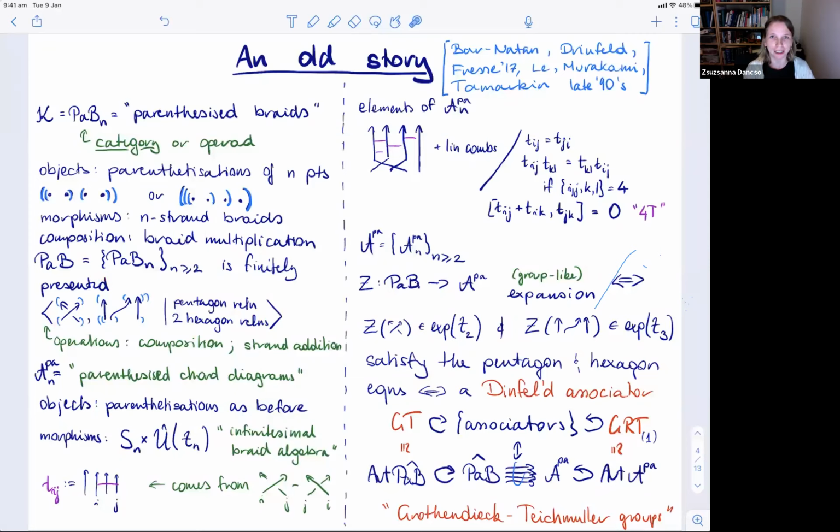So the pentagon relation just involves all the reparenthesizations, like this pentagon of reparenthesizations of 4 points and no crossings. So it's only associator braids. And the hexagon relation involves both the associator braid and the crossing.